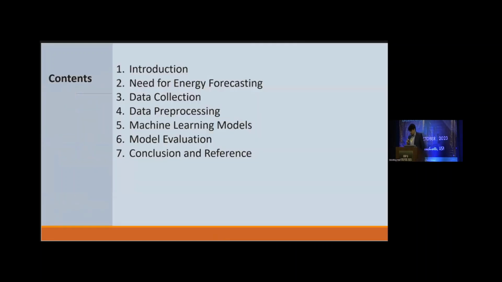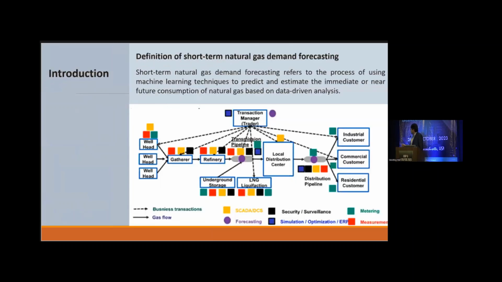This is going to be the agenda for the day. We're going to talk about why we need it, about our data, how we procured it, and the models we built. Short term, as I said, refers to the process of using machine learning to predict the near future consumption, on an hourly basis.